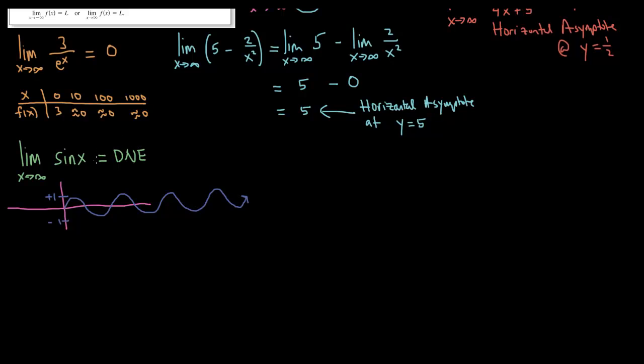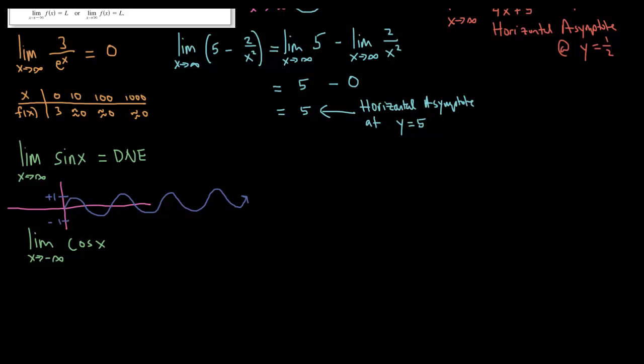Now, that's not to say that we're not going to have lots of trig limits that do have a finite solution, but this particular one, and the same thing for cosine, does not exist. Because again, cosine would be doing a very similar thing. Let's say we looked at the limit as x approaches negative infinity of cosine x.